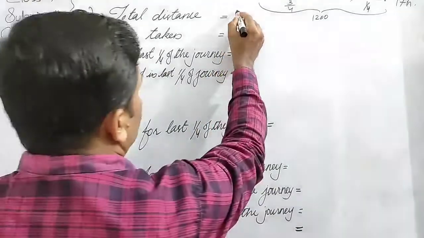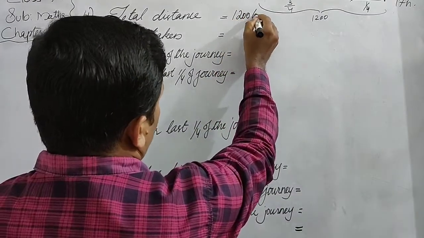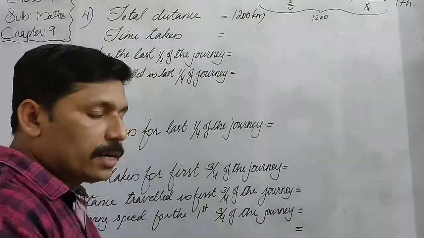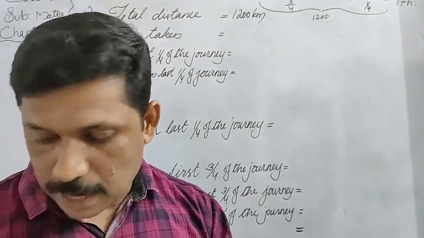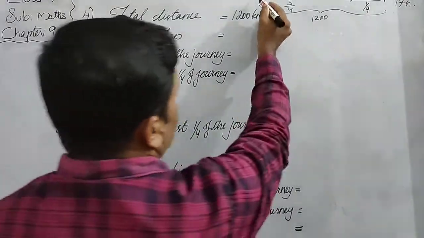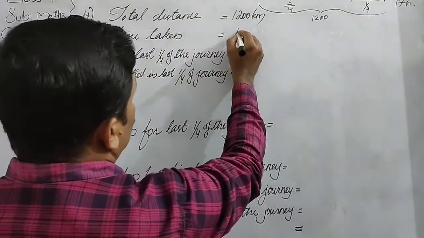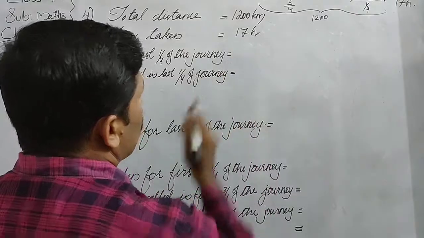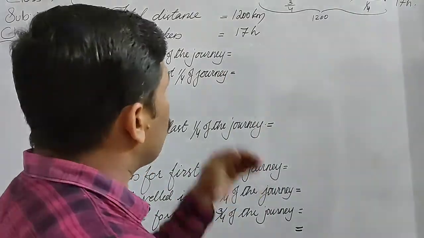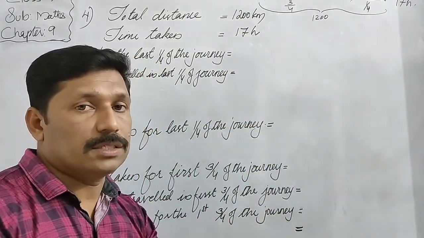Total distance is given, that is 1200 kilometers. So 1200 kilometers, that is the total journey. That means from here to here, total 1200 kilometers. And for that he took 17 hours. 17 hours he took to complete that 1200 kilometers.